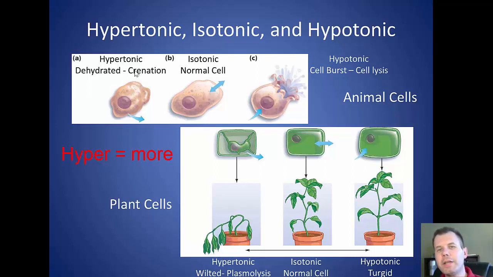So if we think back to that example we just showed, where you had more sugar on one side and all the water rushed in to that other side, the same thing happens in the cell. If I have more salt on the outside of the cell, water is going to rush out of the cell and try to dilute that salt on the outside. So what happens to that cell is it begins to shrink because it loses that water. And that's known as crenation or dehydration.